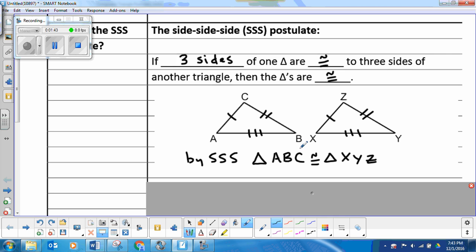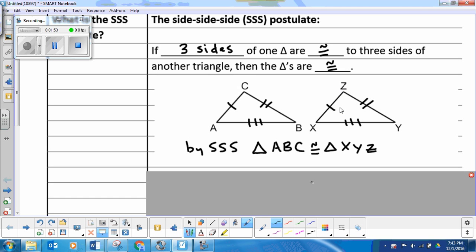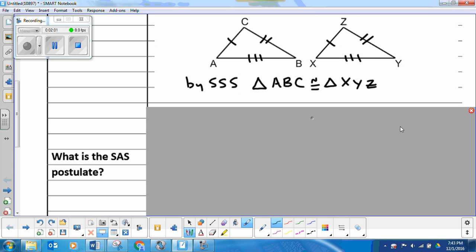And with these postulates, a lot of times I'm going to say out loud or say to myself, side, side, side. I have 3 marks here, 3 marks here. They correspond to that specific postulate. And that helps me know which one to choose because we have several more to talk about. All right, make sure you have all that written down, and then let's scroll down to the next part, our next postulate.